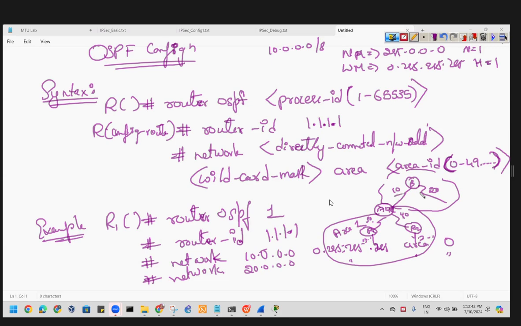10 and 20 are in area 0, whereas 30, 40, 192.168.1, 192.168.2, all these are in area 1. So when you're advertising, make sure which area the network belongs to. The router does not belong to an area; the router's links or networks belong to areas. So you have to be very specific with that. Then, what are the verification commands?